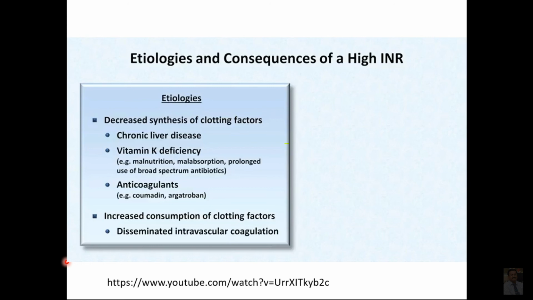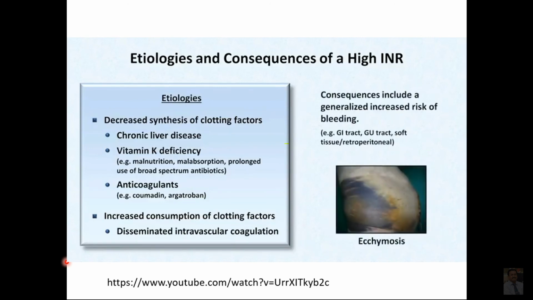As expected, the primary consequence of a high INR is a generalized increased risk of bleeding, which can occur in the GI or GU tracts, or in the soft tissue, including the retroperitoneal space. Here's a picture of a patient with a massive flank ecchymosis from a spontaneous retroperitoneal hemorrhage.